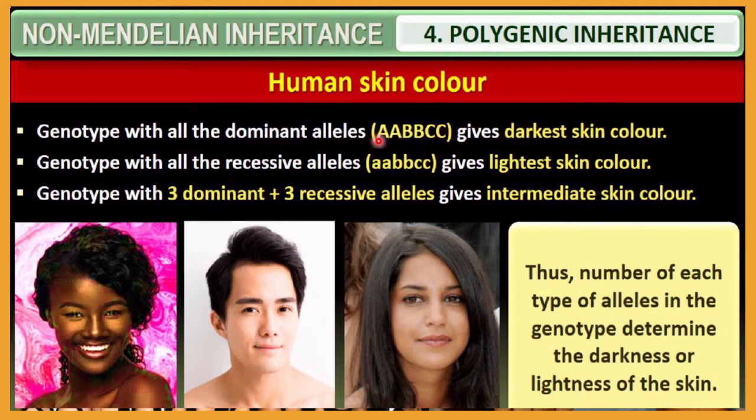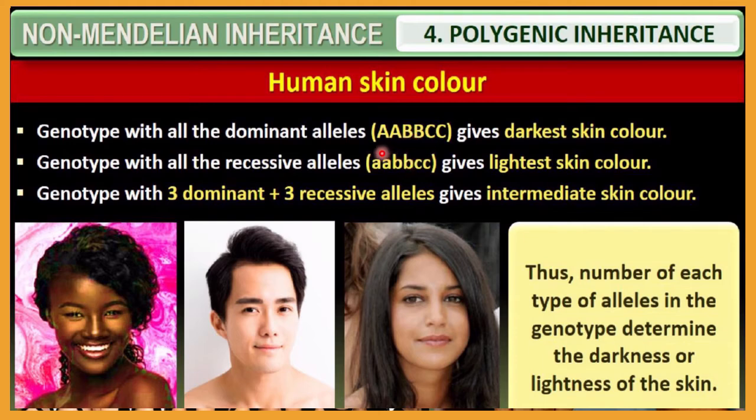You must remember, this is the darkest skin color because all the alleles present in the person are dominant. Whereas a genotype with all recessive, all small letters, will give the lightest skin color. So the number of dominant genes and the number of recessive genes present will define the skin color tone. A genotype with 3 dominant and 3 recessive will give intermediate skin color.